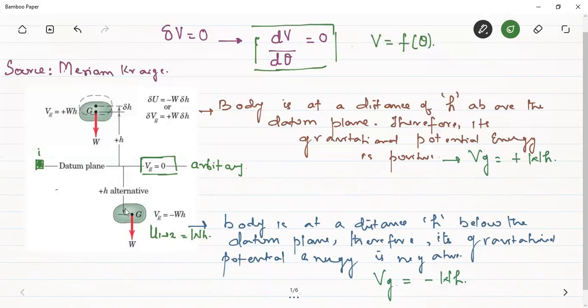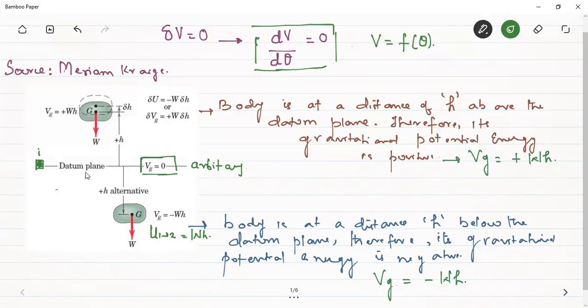Now here in this case, the system is doing the work, that is the work is released, hence its potential energy will get decreased. That is the capability of doing work will get decreased because it has done the work while moving from this datum plane to a position at a distance of h below the datum plane. Okay, therefore in this case this work done is positive, while the gravitational potential energy here in this case will be negative. Okay, it's quite obvious from common sense.